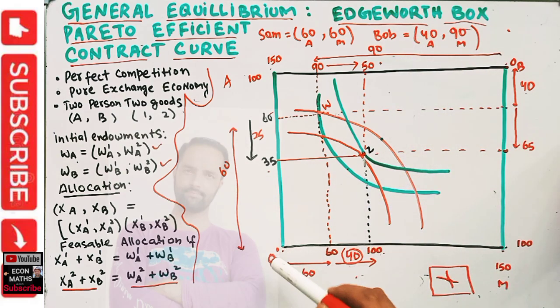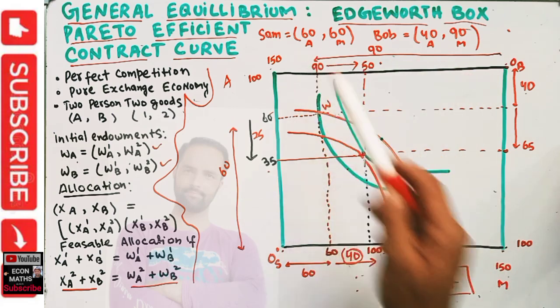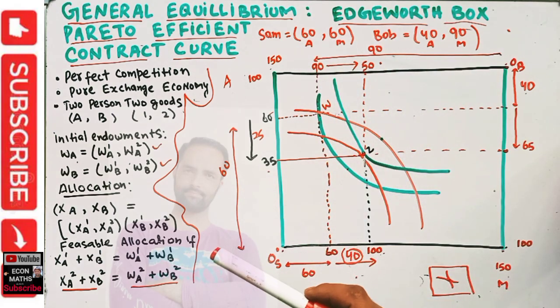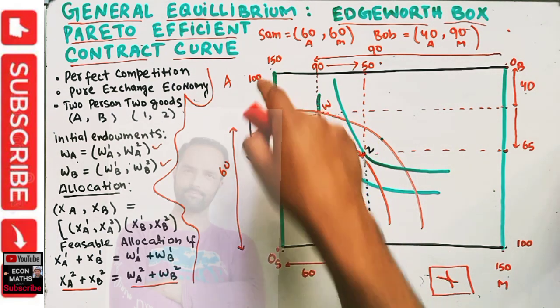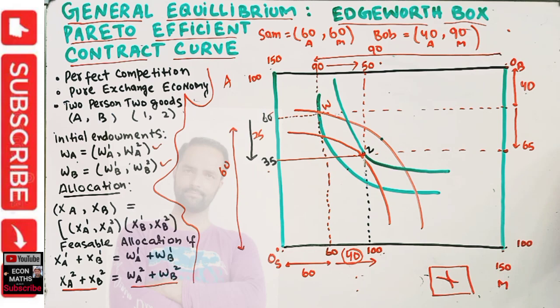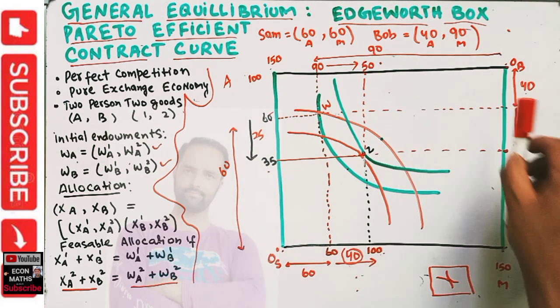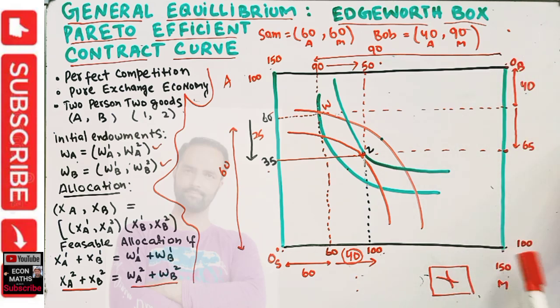So on this axis, this point is the origin of Sam, and this is the origin of Bob. Total resources available of apples in this economy is 60 units plus 40 units, that is 100 units of apples. I have shown it on this green line, the units of apples in this economy, which is 100. If this green line is 100, this will also be equal to 100. So from this point O to this point, the length will be 100.